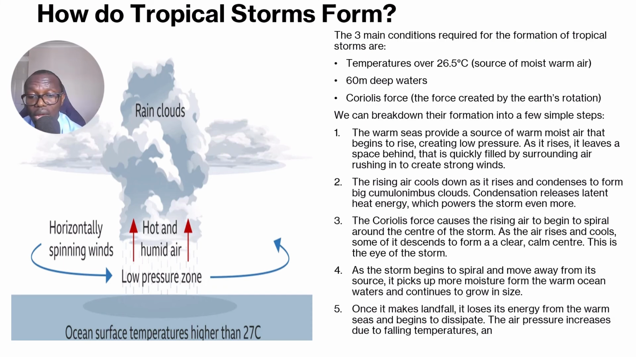The reason why it's going to dissipate is because there is no longer a source of warm, moist air to power it, and also it's going to experience quite a bit of friction. As you move along the land, you have trees, you have buildings, and those are going to create friction and slow down that spiraling process, and therefore dissipate the storm.